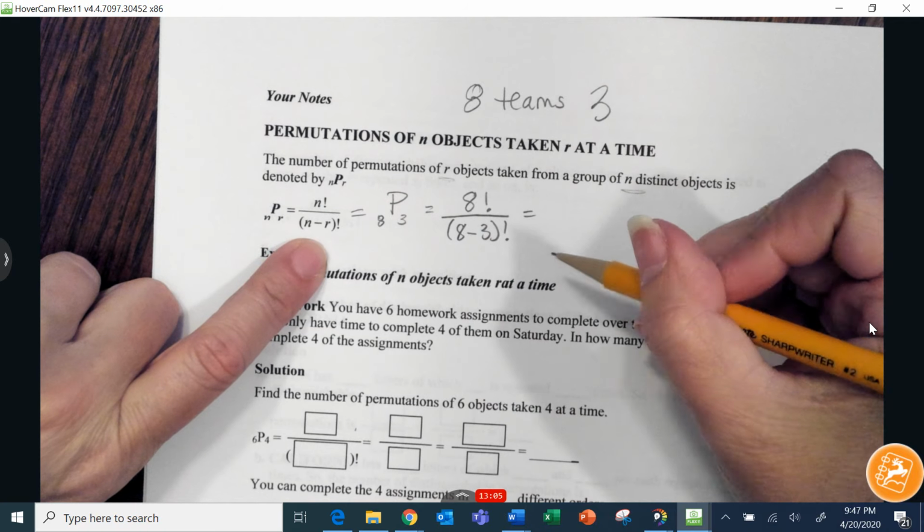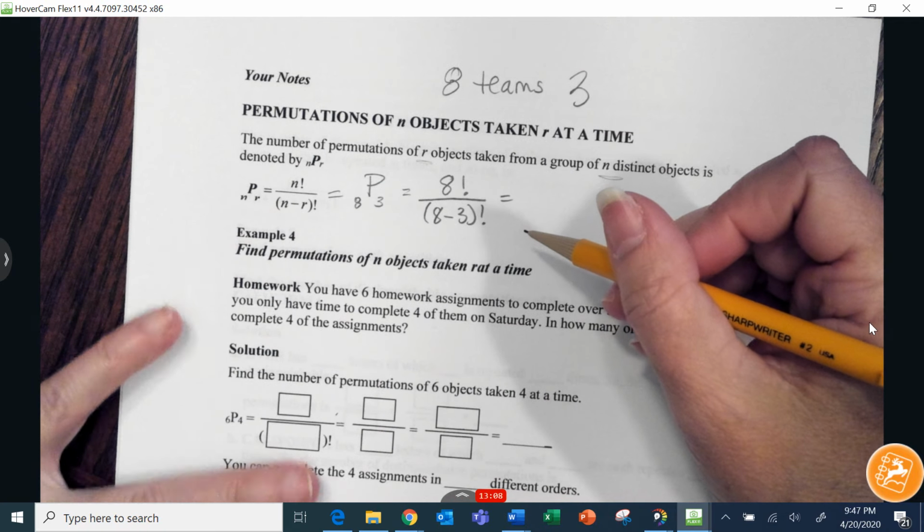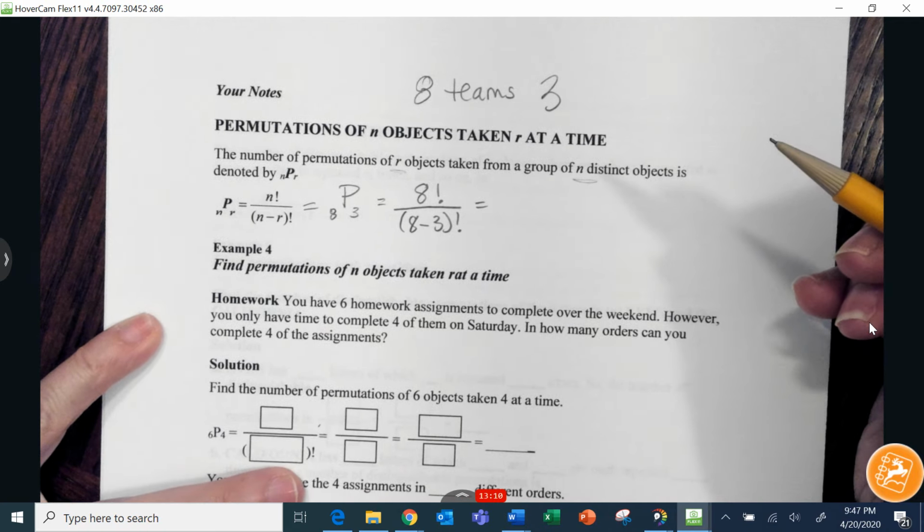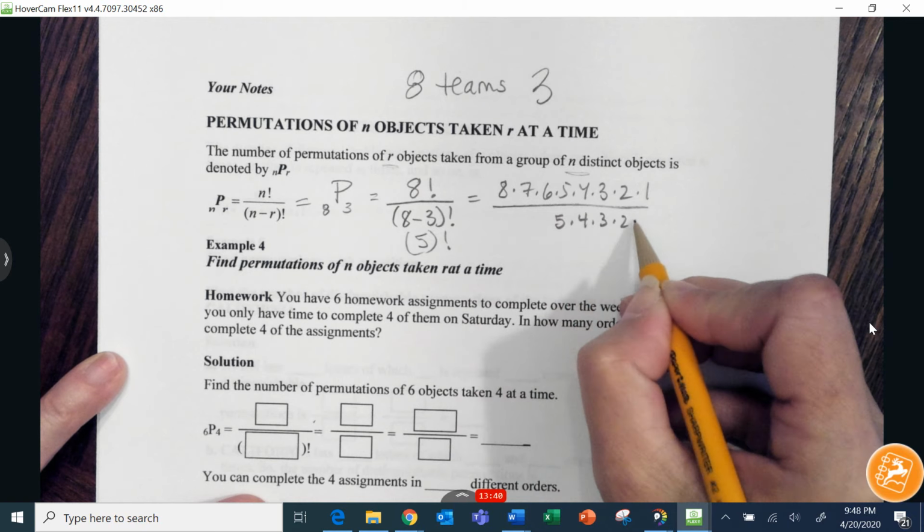Now you can type this in your calculator, but sometimes the numbers get really big and your calculator won't do all the work for you. I want to show you some other ways of doing this by hand. A lot of times it's easier to do it on paper. So I'm going to show you this trick. 8 factorial is 8 times 7 times 6 times 5 times 4 times 3 times 2 times 1. And on the bottom, 8 minus 3 is 5 factorial, which is 5 times 4 times 3 times 2 times 1.